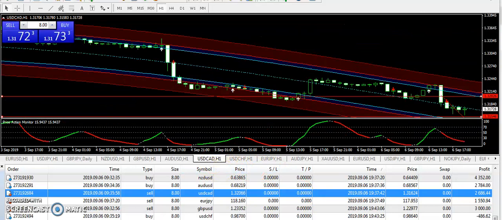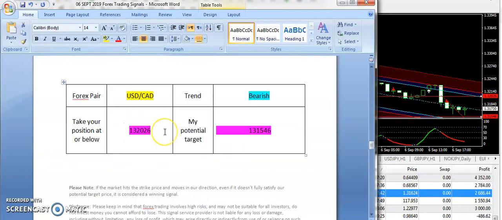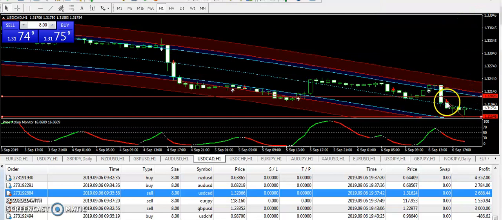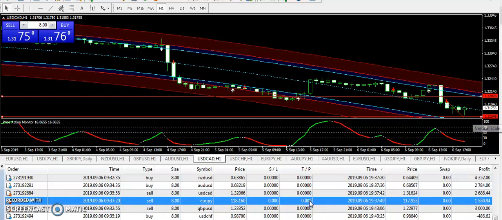At next we are going to talk about USD Canadian dollar. So guys, I have supplied the bearish trend in case of USD Canadian dollar because it was in the weaker zone when I was preparing the signals in the morning. So the entry was from 1.32026, and guys, you can see that we have a drop on USD Canadian dollar and it has almost touched 1.31546. So if you have traded this one, then you must have ended up with very good profits.